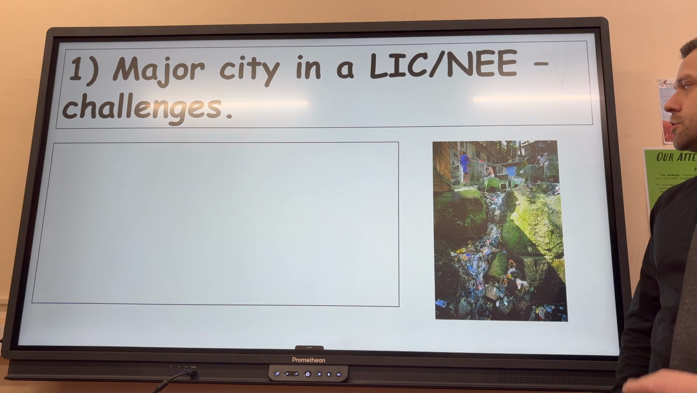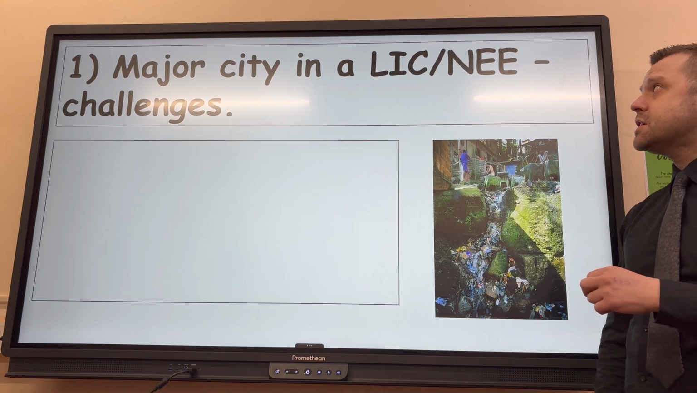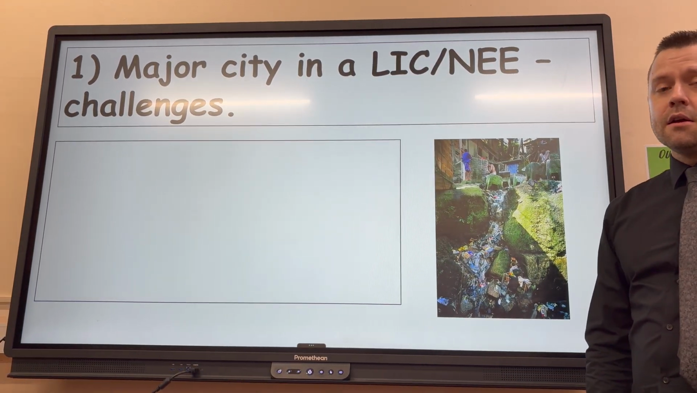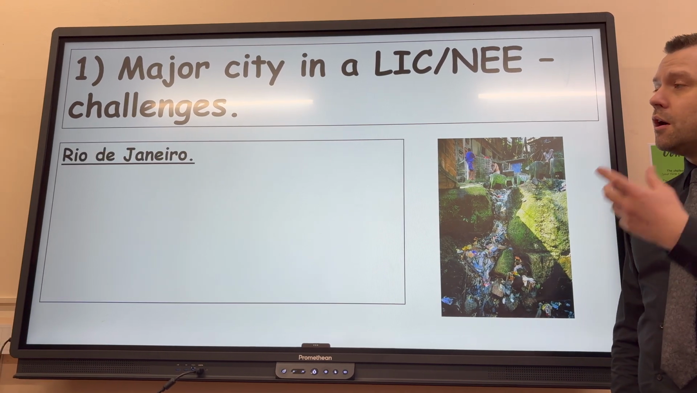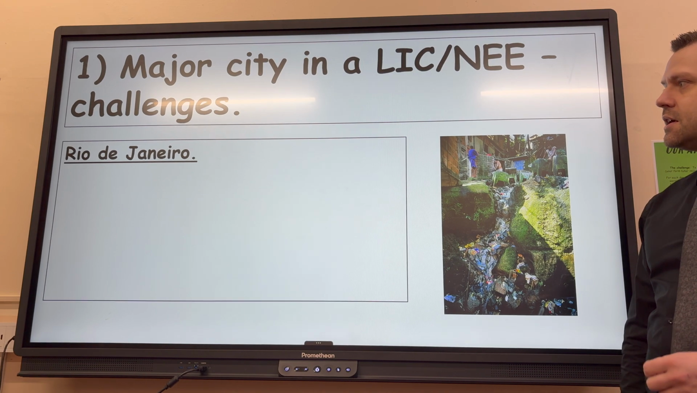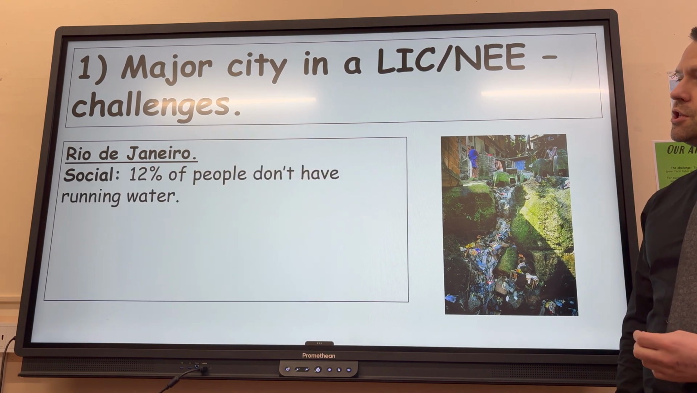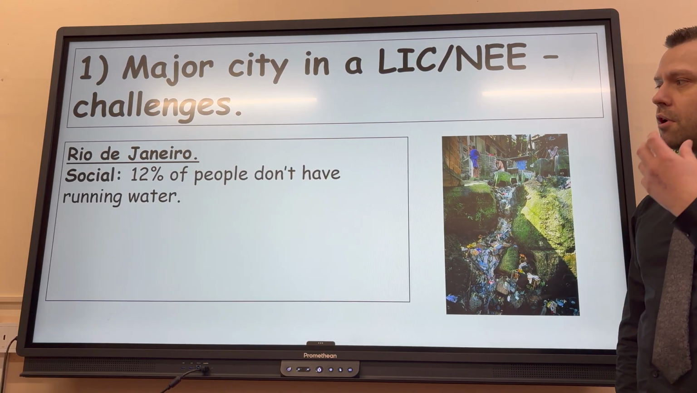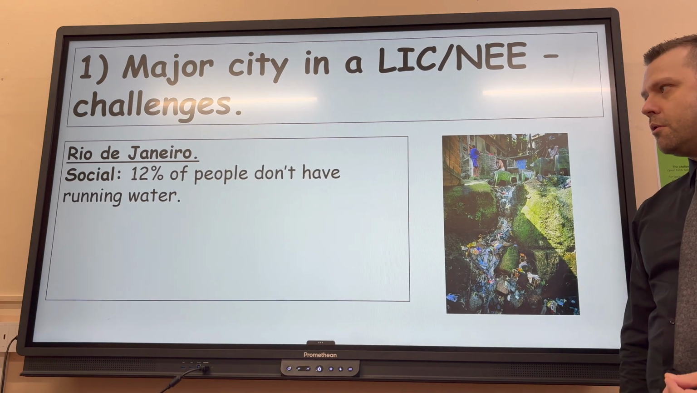So, first of all, major city in an LIC, NEE. We use the case study of Rio de Janeiro, which is on the east coast of Brazil facing the Atlantic Ocean. Now there are many challenges in Rio, and these can be categorised into social, economic and environmental.